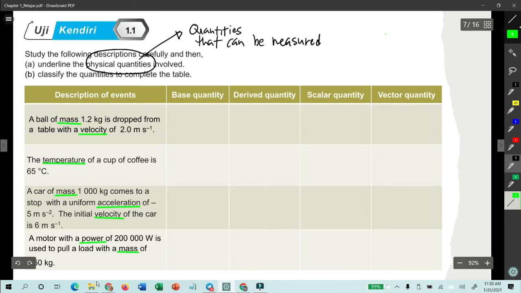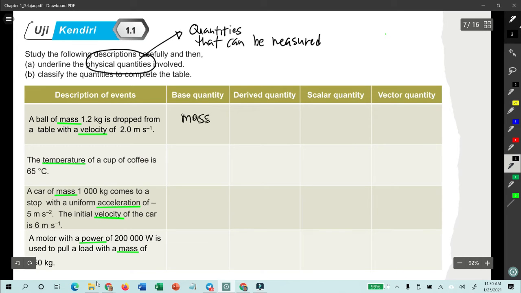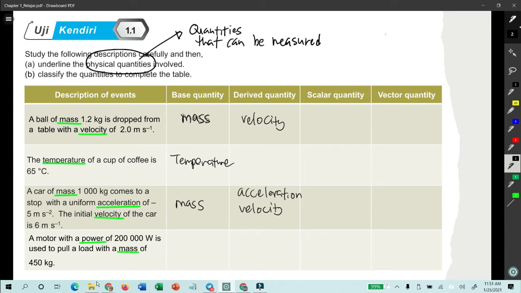So now let's categorize them into base quantities and derived quantities first. So this is mass, the base quantity, and then the derived quantity is velocity. In the second event, there's only one quantity, and that quantity is actually a base quantity: temperature. In the third event, mass is the base quantity, and acceleration and velocity are derived quantities. Next, power. Power is actually a derived quantity. Mass, as usual, is going to be a base quantity.